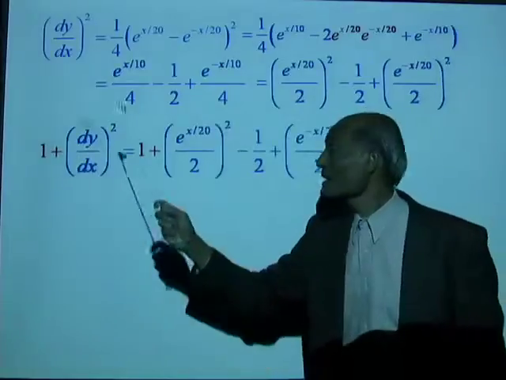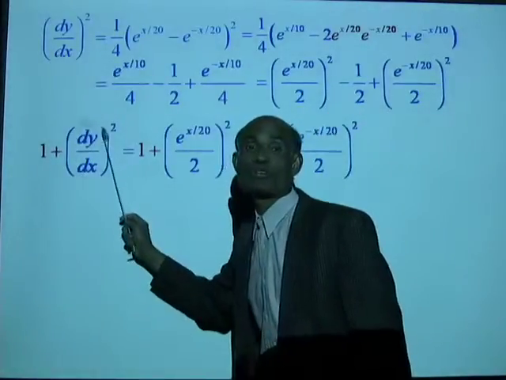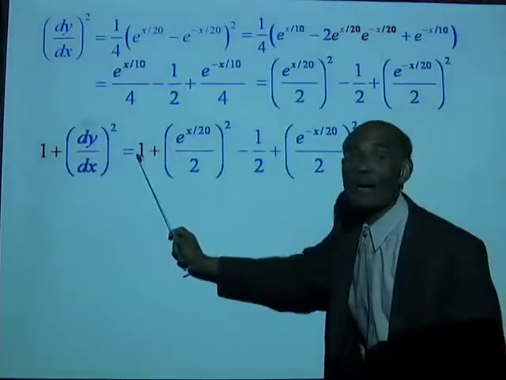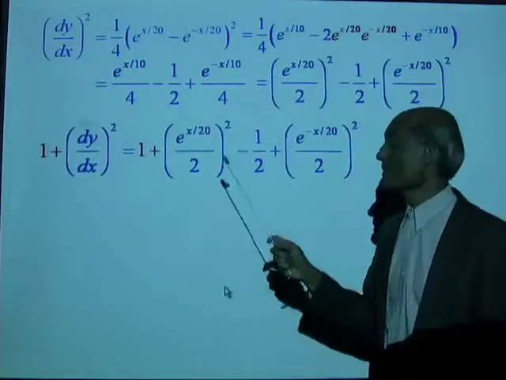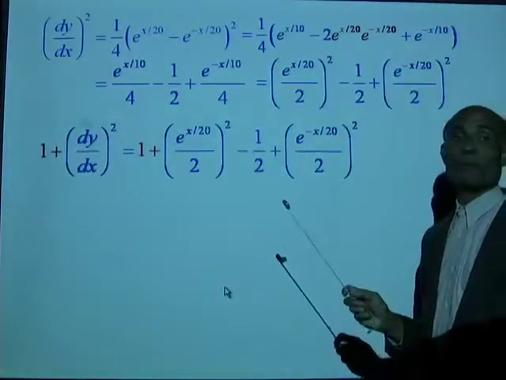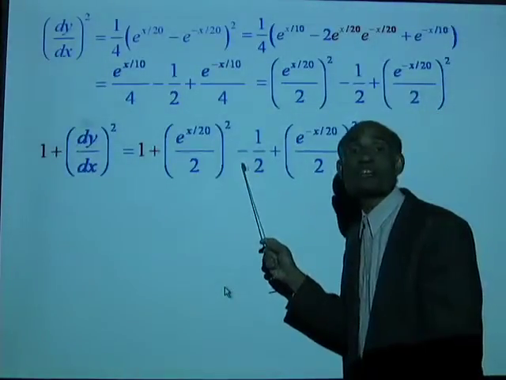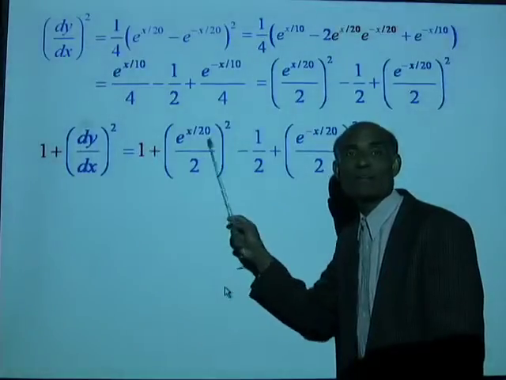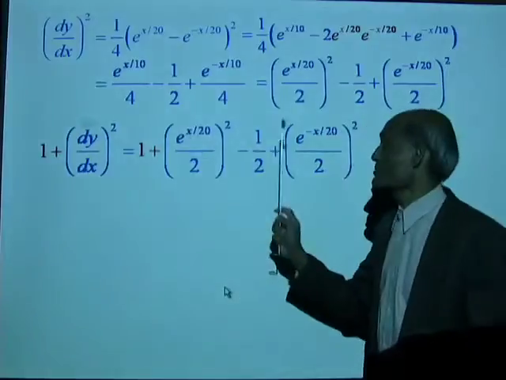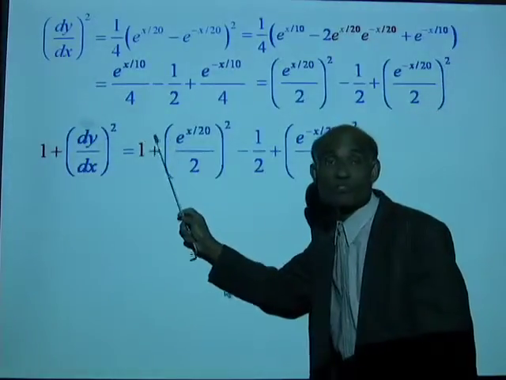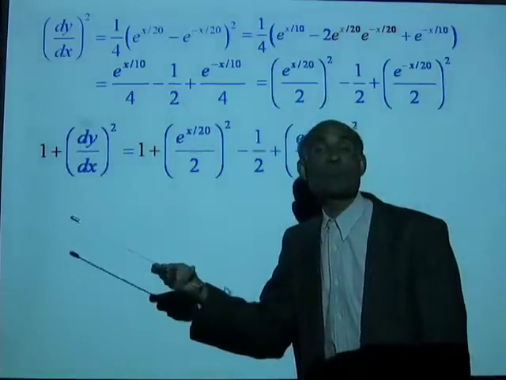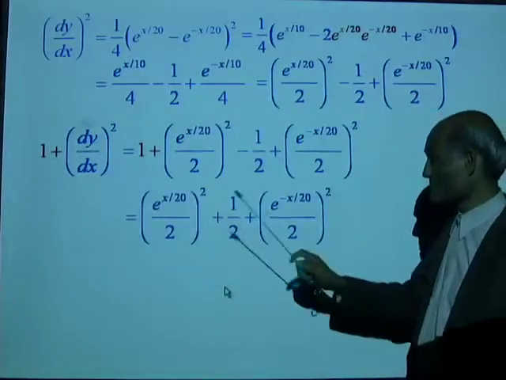We want 1 plus that quantity raised to the power of 2. What all we need to do is, on the right side, you add a 1. That is 1 plus all this quantity. And the only change that will come there is 1 minus 1/2 will become positive 1/2. So, as a result of adding this 1, this negative 1/2 became positive 1/2. So that's what you have.